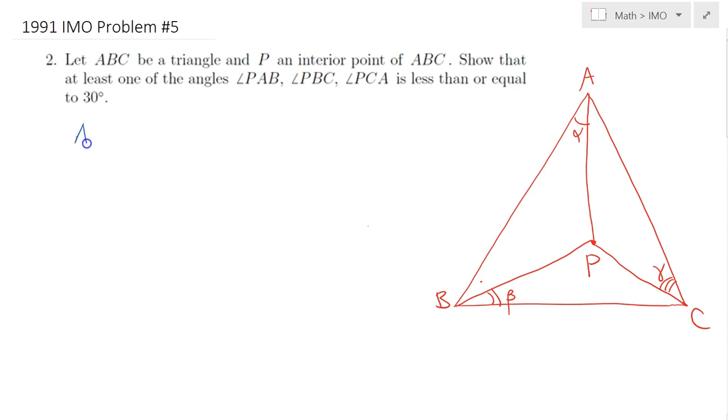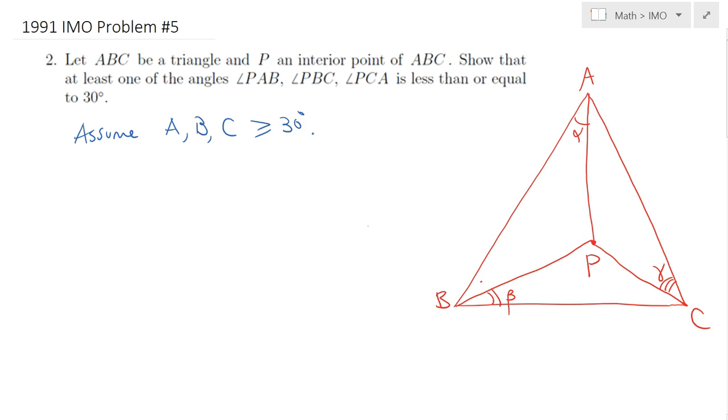We can simply assume that angles A, B, and C are all greater than or equal to 30 degrees. Otherwise, there's really nothing to prove. If the whole angle is less than 30 degrees, then obviously angle alpha would be less than 30 degrees. So that's why we can safely assume that.